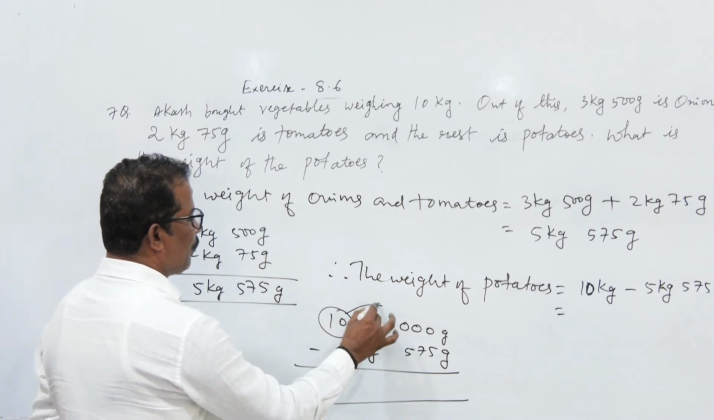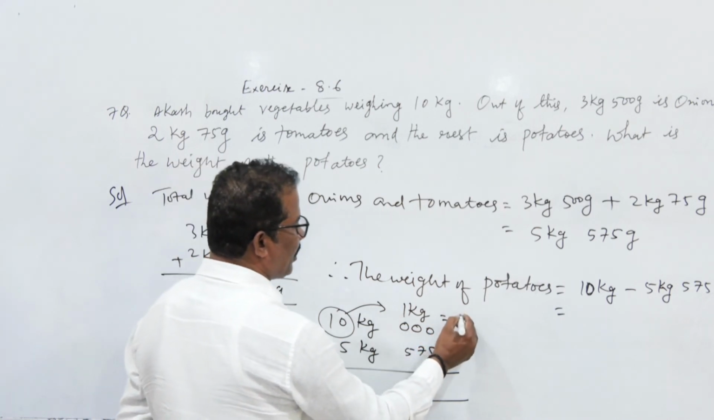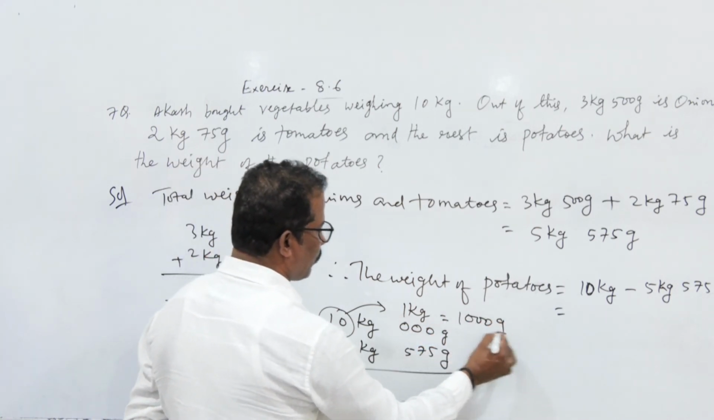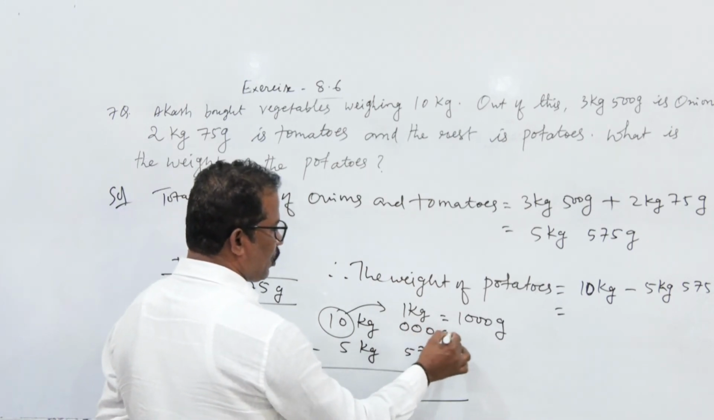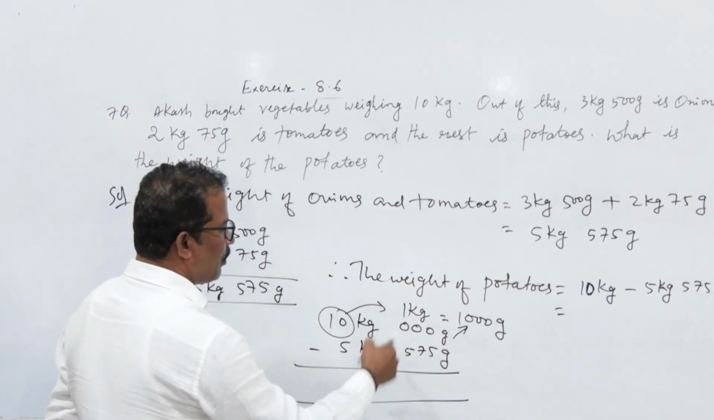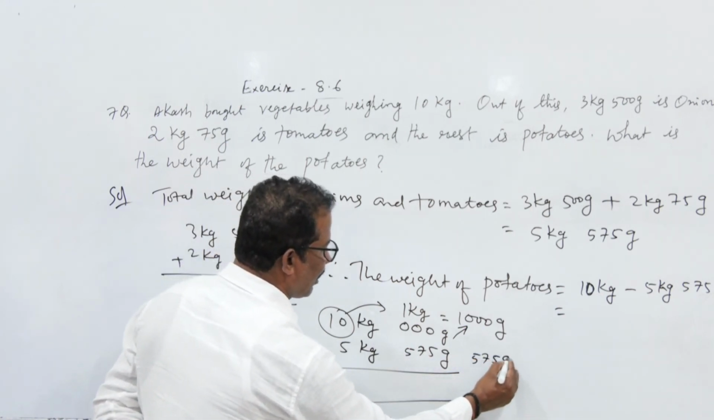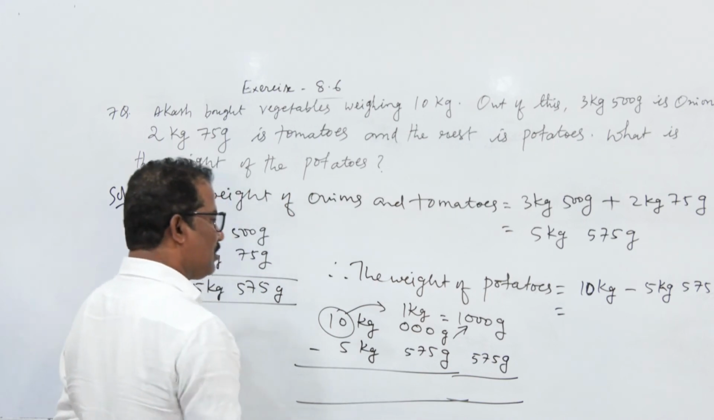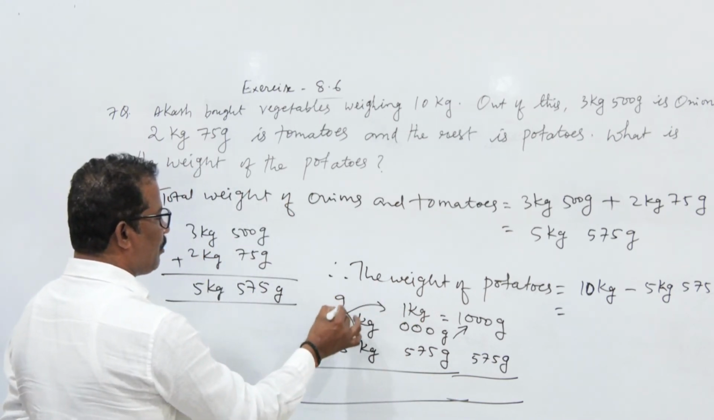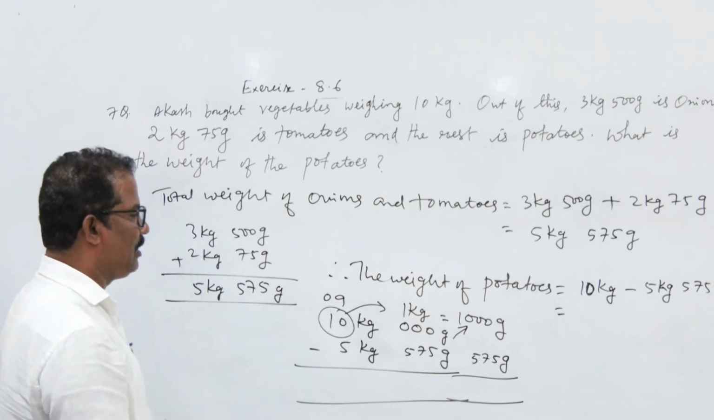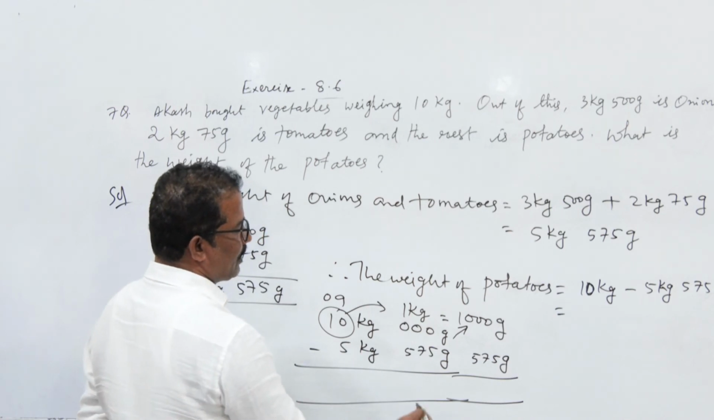From this 10, if we give 1 kg here, 1 kg is equal to how many grams? 1000 grams. That means now this 0 grams will become 1000 grams. From this 1000 grams, we have to subtract how much? 575 grams. Okay. Now we are able to subtract. And see, from this 10 kg, 1 kg given here, how much is remaining here? Only 9 kg will remain here. Understand? Now you can see, from this 1000 we have to subtract this 575.